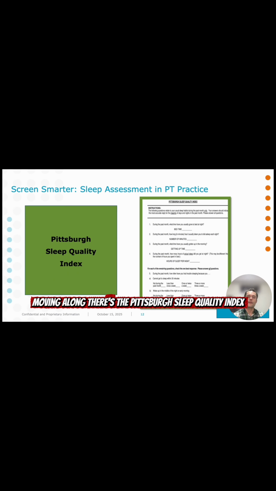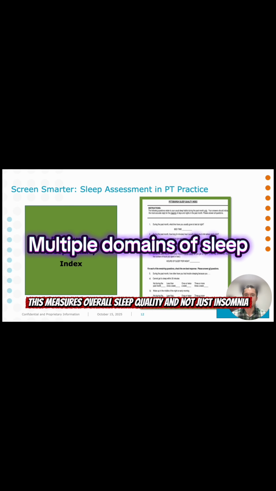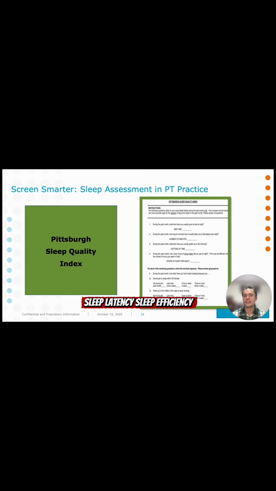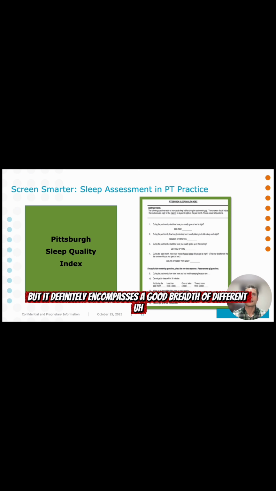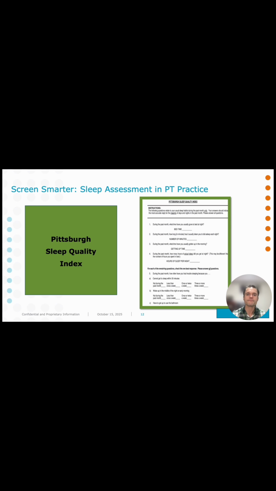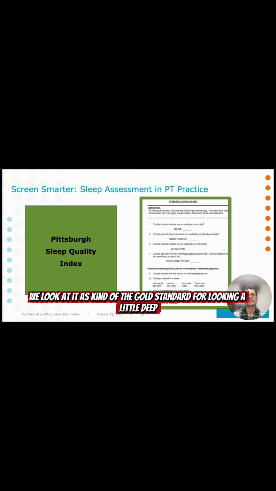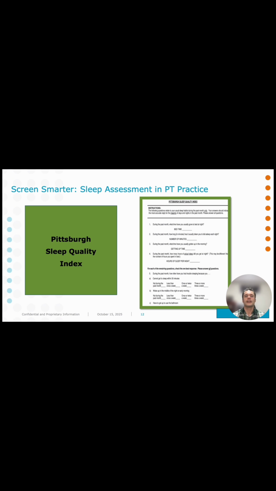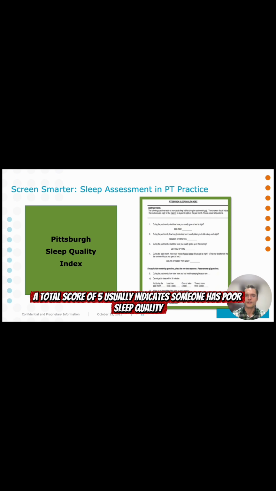Moving along, there's the Pittsburgh Sleep Quality Index. This measures overall sleep quality and not just insomnia. This looks over different domains such as duration, sleep latency, sleep efficiency, and it's a bit longer, but it definitely encompasses a good breadth of different qualities of sleep. It's just 19 items. We look at it as the gold standard for looking a little bit deeper into someone's sleep experience. And when we look at some of the studies here, a total score of 5 usually indicates someone has poorer sleep quality, and we may need to refer out to the appropriate providers for that.